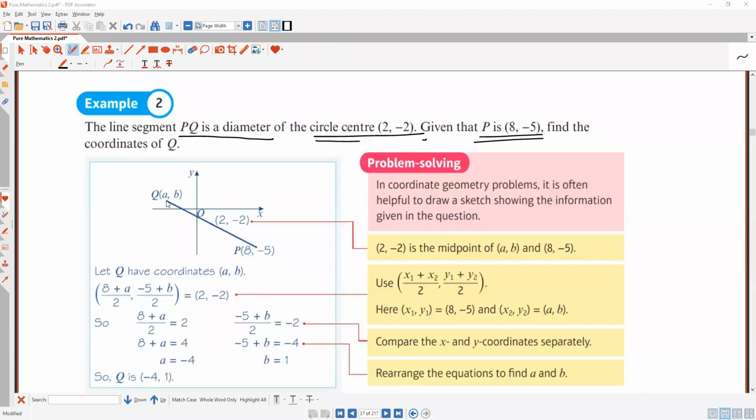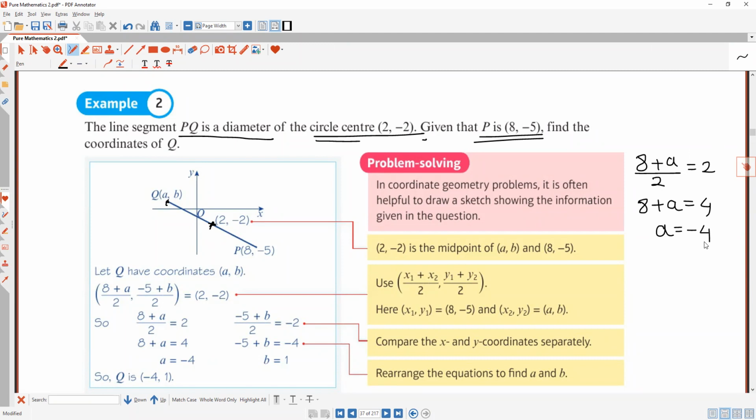So they gave us 2 points of the diameter, but they also gave us the center. The center is given to us. So can we take one x coordinate and another x coordinate, divided by 2, equal to the x coordinate of our midpoint? So what will that be? 8 plus a is equal to 4. So a is equal to -4, if I'm not wrong. Correct? All of you got that point?